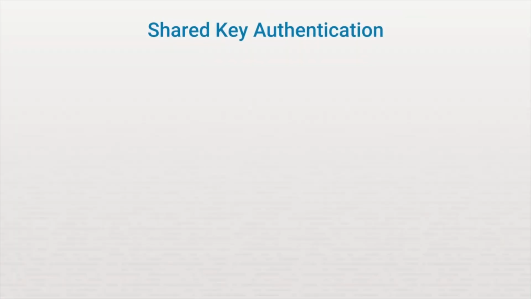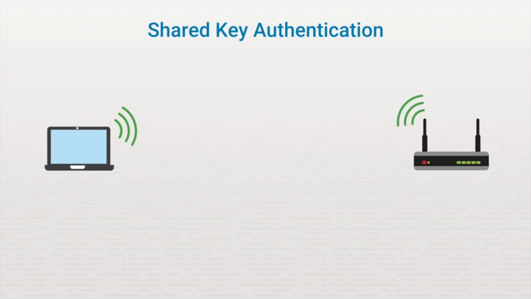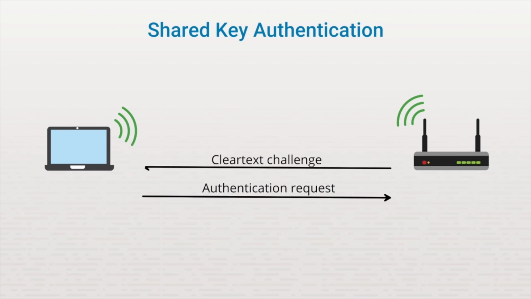The third type of authentication is shared key authentication. This is a four-way challenge response handshake that occurs between the wireless client and the wireless access point, and it requires all wireless devices on the network to be pre-configured with the same key. First, the client sends an authentication request to the WAP. The access point replies to the workstation that wants to authenticate with a clear text challenge.